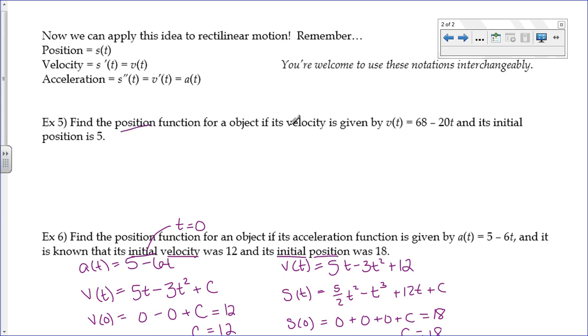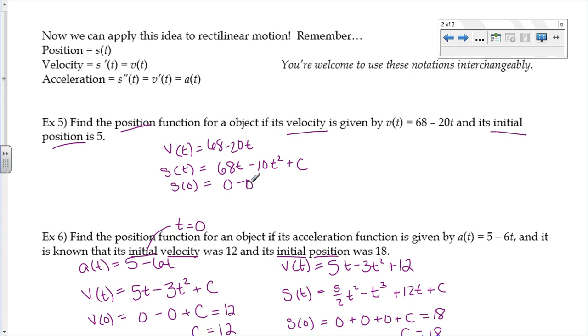So if I just want position from velocity, I just have to go backward once. So v of t is 68 minus 20t. So s of t, the antiderivative, is 68t minus 10t squared plus c. Initial position is 5. So s of 0, which is 0 minus 0 plus c, is 5. So c is 5, making my position function s of t equals 68t minus 10t squared plus 5.